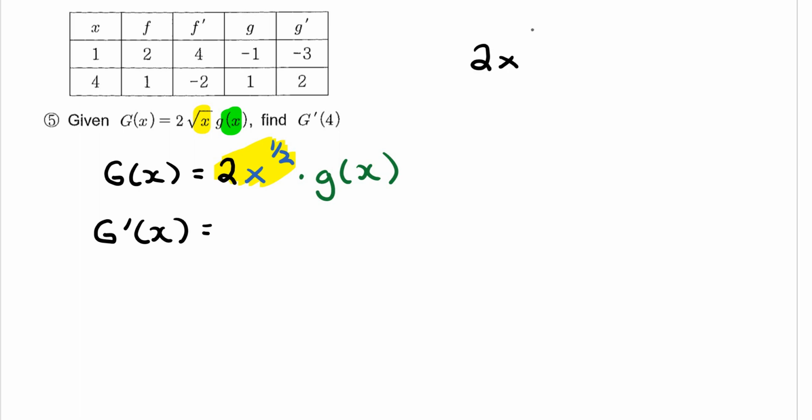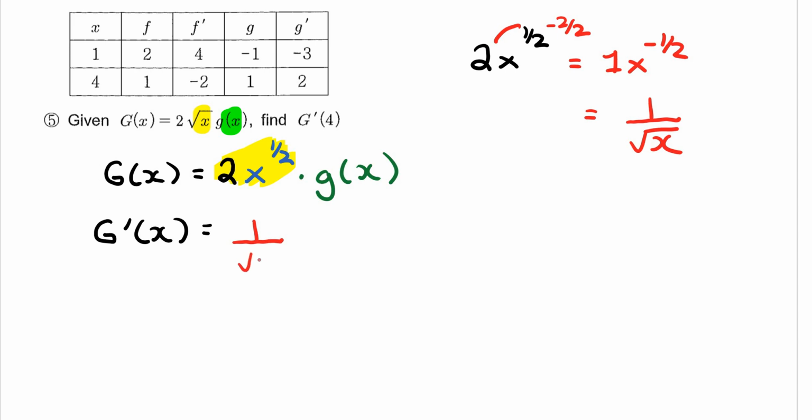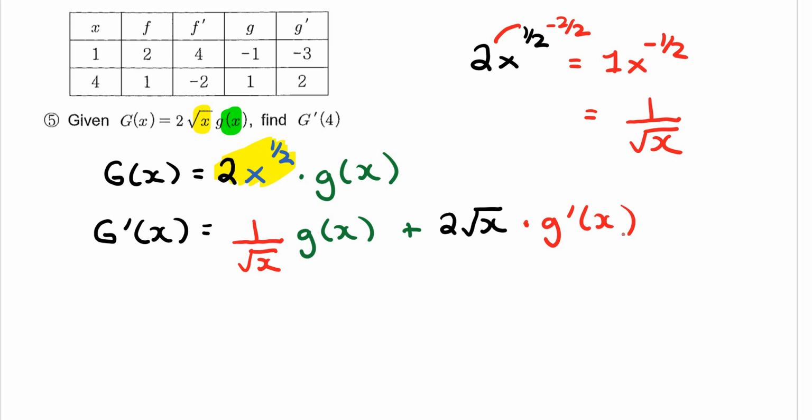I have 2 times x to the power 1/2. If I soccer kick the 1/2 in front, I get a 1x, and then I minus a 2 over 2, which gives me negative 1/2. And if I convert that into a simplified radical, that'll be 1 over root x. So this derivative will be 1 over root x, and then multiply that by g of x, plus the first term, which is really just 2 times the square root of x, and then I multiply that by g prime of x.